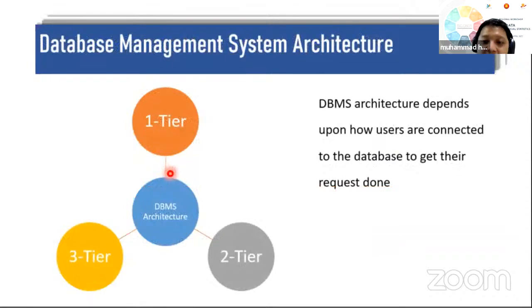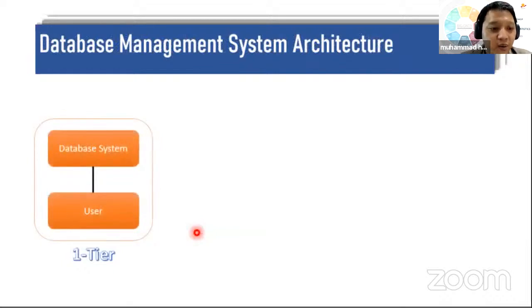Okay, next, let us see how DBMS is implemented, or the architecture. In the picture, we can see there are three types of DBMS architecture. DBMS architecture depends upon how users are connected to the database to get their requests done. For the explanation, we can continue to the next slide. So the first one is first tier, where the user connects directly to the database system. So anything done here will be done directly on the database itself. It doesn't provide any tools for the end user. It is used for development of local applications where programmers can communicate directly to the database for a quick response.